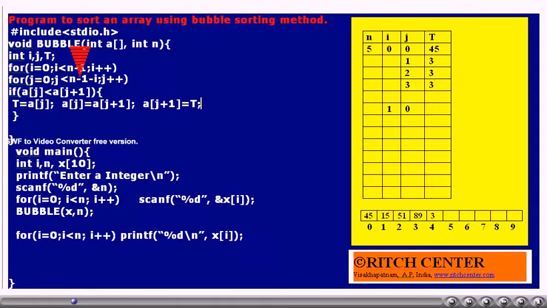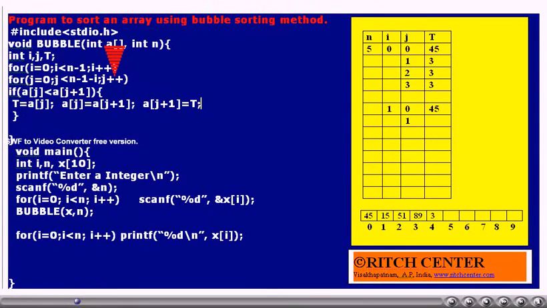Currently, I value is 1. N is 5. 5 minus 1 minus I, that is 3. J, 0. Is it less than 3? Yes. Thus, inner for loop will be executed once more. A of j, is it less than A of j plus 1? Currently, j value is 0. A of j, 45. A of j plus 1, 15. Is 45 less than 15? No. Thus, they will not be exchanged.